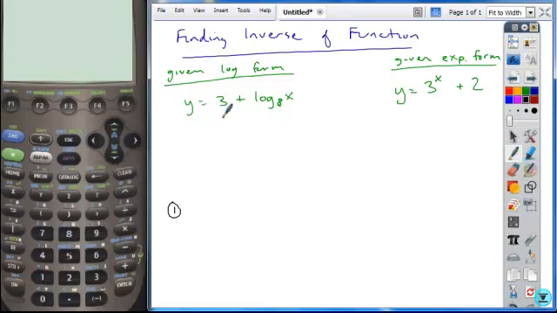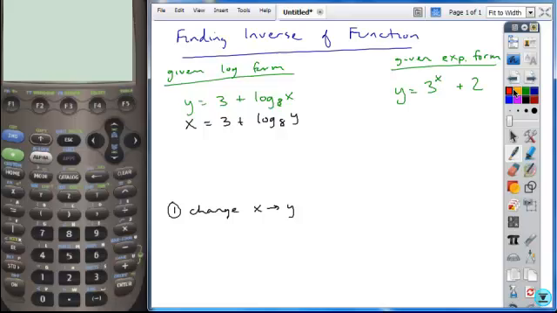Before that? Change. Okay, so the first thing is to exchange the x and the y. Trade off your x's for your y's. So that's the first step. So x is equal to 3 plus log base 8 of y. That's the first thing that you do.